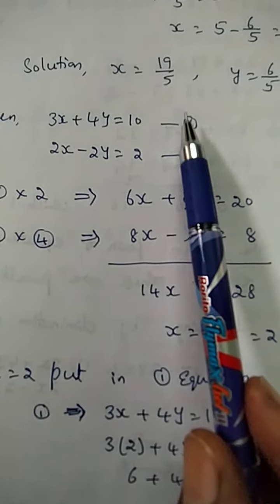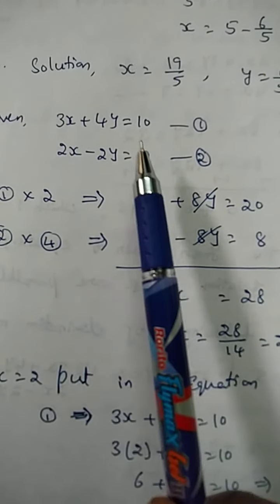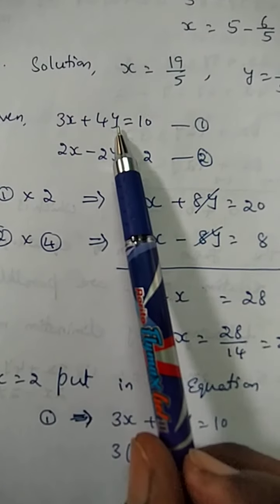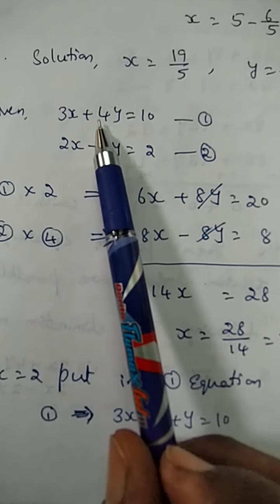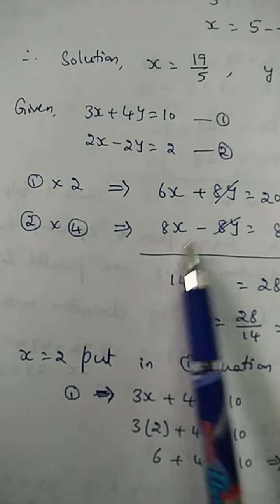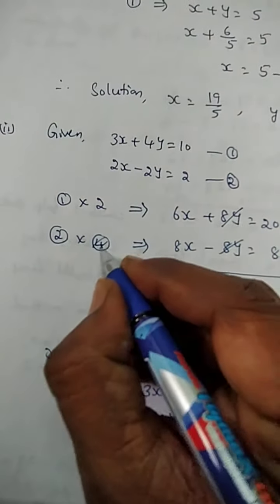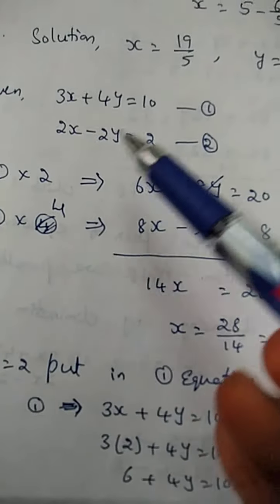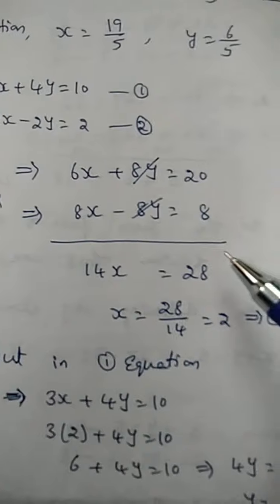The second equation is to be multiplied with the y coefficient of the first equation. What is the y coefficient of the first equation? 4. Then 2 into 4, that is 4 2s are 8.